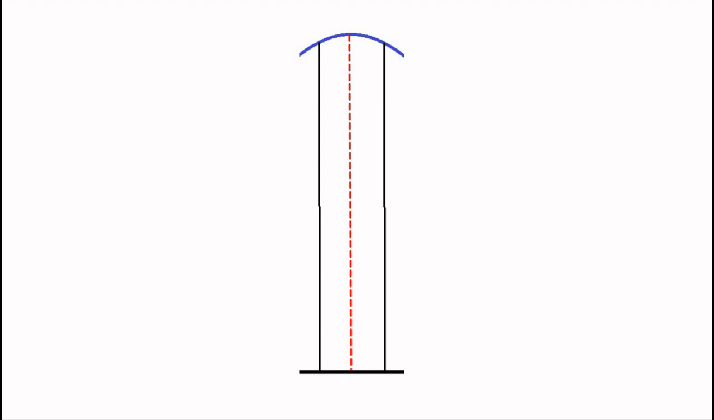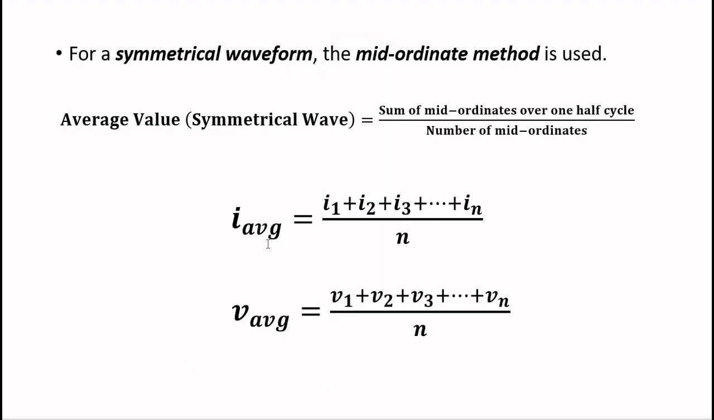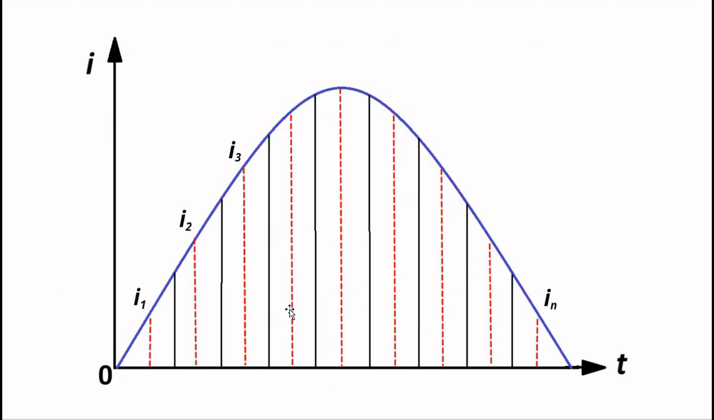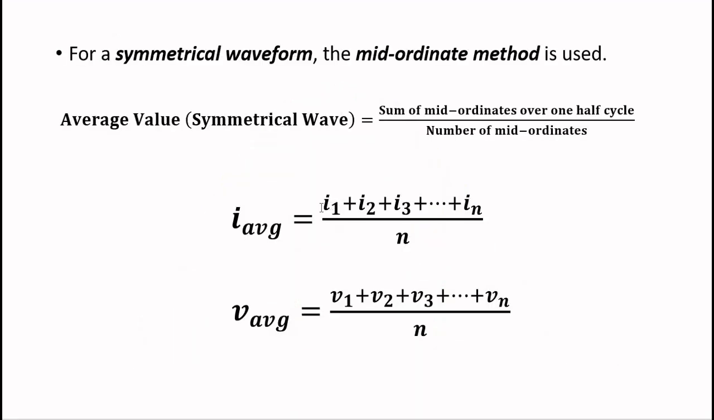Now the average or mean value is simply the sum of these mid-ordinate values divided by the number of mid-ordinates. For current, I average or I mean is equal to I1 plus I2 plus I3 plus up to In, divided by N. For the voltage waveform, it is the same, V1 plus V2 plus V3 plus up to Vn, divided by N, where I1, I2, I3 up to In are the current mid-ordinate values, and V1, V2, V3 up to Vn are the voltage mid-ordinate values. So this is the mathematical calculation part.